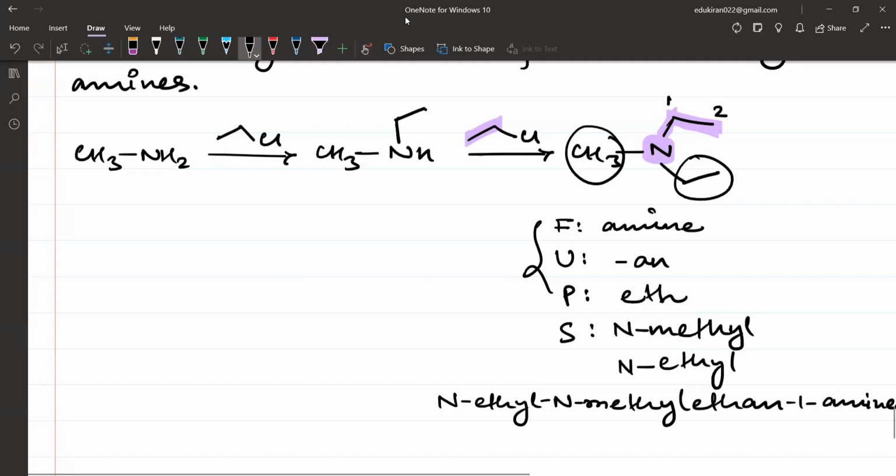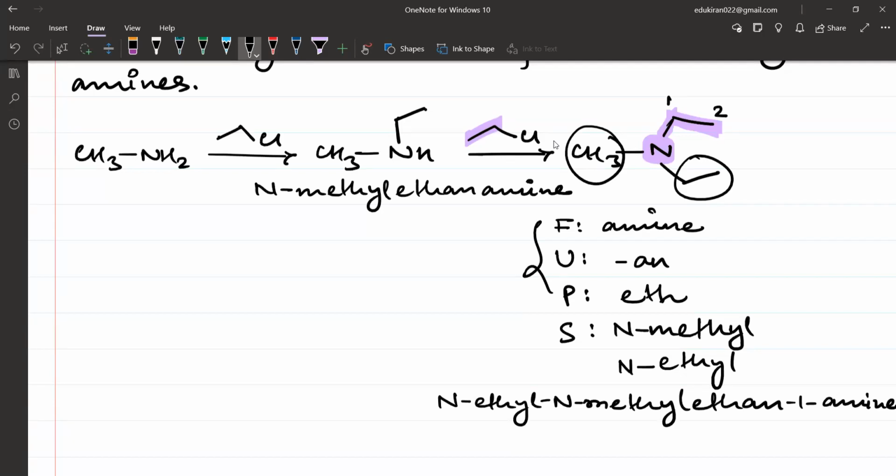Got it, guys? Yes or no? Please tell me. सबको बात आ गई समझ में? How to write the name for these types of compounds? अरे हाँ या ना? Yes, sir. Okay. Similarly, name of this compound is going to be N-methyl, because we have only methyl group, N-methylethanamine. Please write this down.